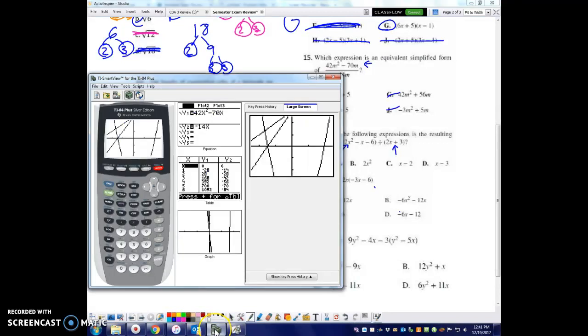Okay, second one. We have 2x squared. First line. No, that second line did not do what we wanted it to do at all. So no, it is not B. Now we're checking C. X minus 2.